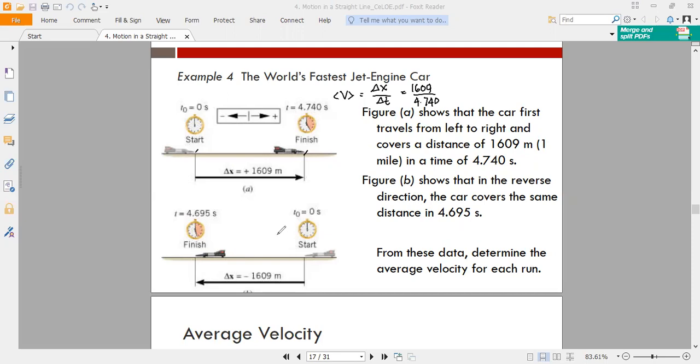Yeah, this is the same case with the second example. But in the second example, the direction is minus. Okay, minus, that means it has a different direction from the first direction.